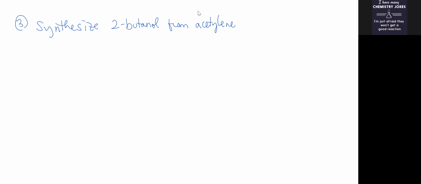So here goes. If I look at the synthesis question from problem set 1, it says synthesize 2-butanol, that's this guy, from acetylene, that's this guy, 2 carbons, C triple bond C with 1 H on each end. So what? This acetylene has 2 carbons and my 2-butanol has 4 carbons. That means I'm going to need to make a carbon-carbon bond.